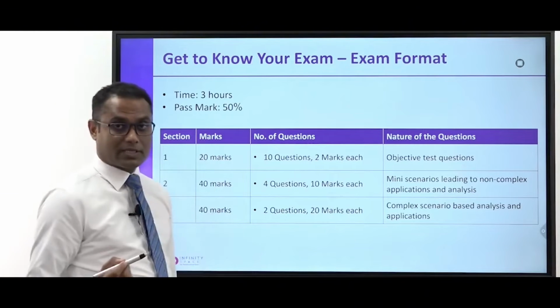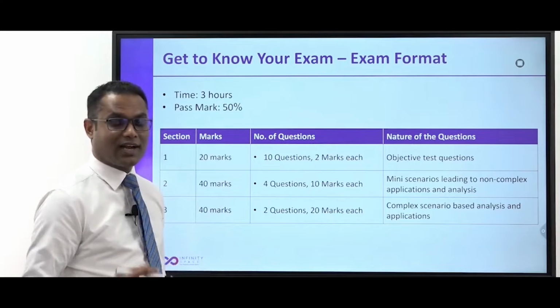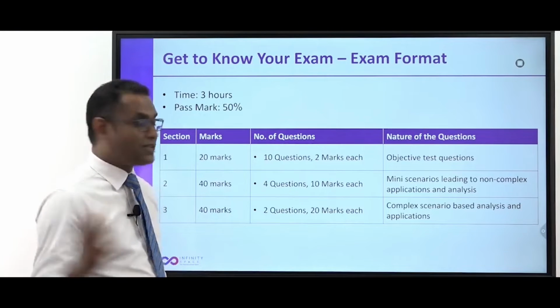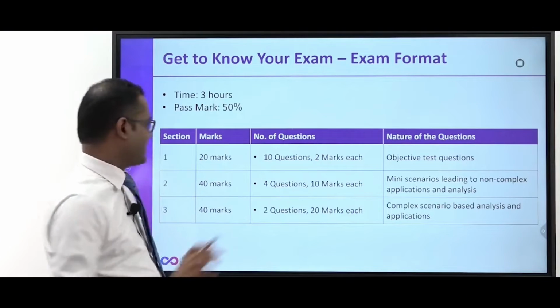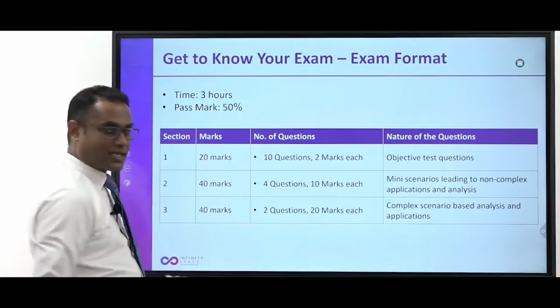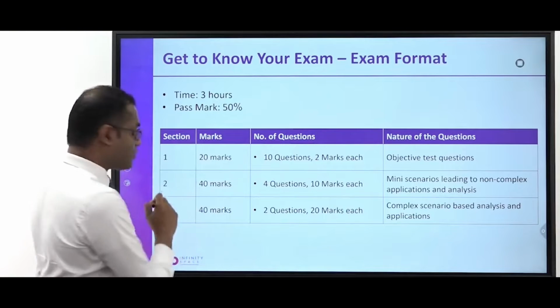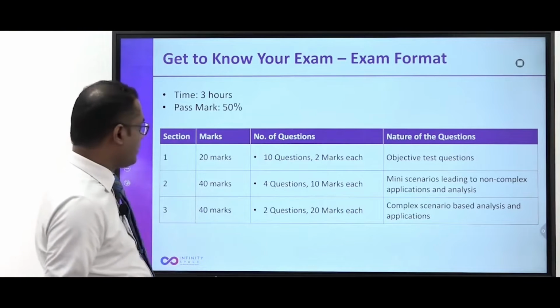Pass mark is 50%, but don't target 50, target at least 90 plus, then you will end up at least getting 50%. Okay, right. So there are 3 sections, section 1, section 2 and section 3 in the exam paper.